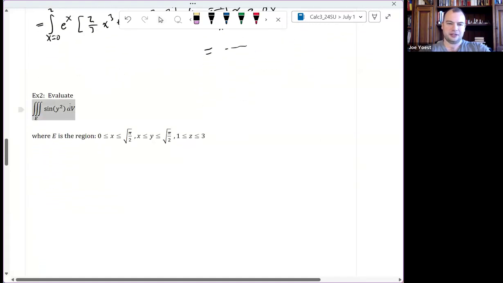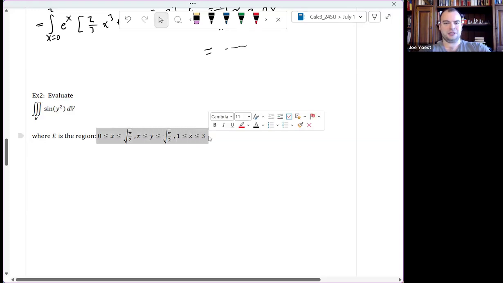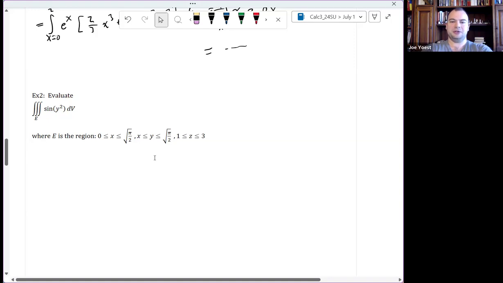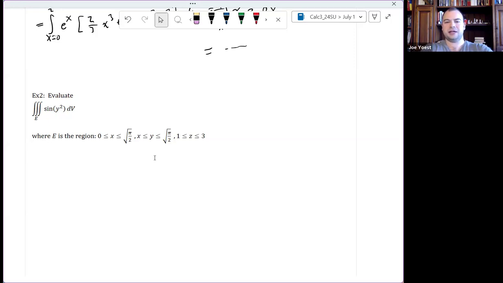Now let's look at this example. Here I also have a region that's set up pretty nicely. I do see that the y bounds depend on x, so I want my y integral to be inside of the x integral, at least naturally speaking, and x and z don't have any dependencies on the other variables. x just goes between 0 and root pi over 2, and z between 1 and 3.